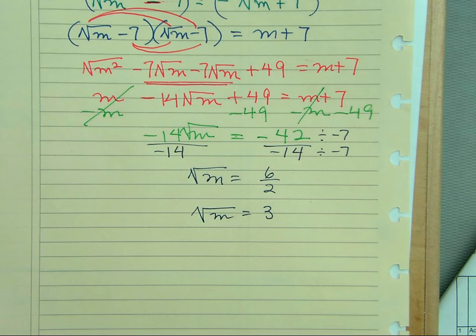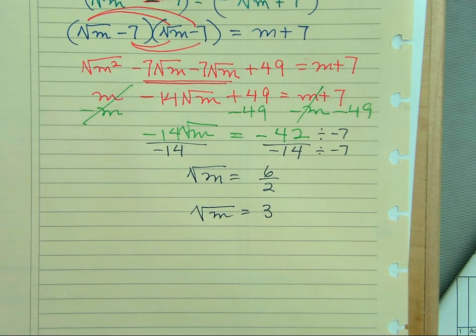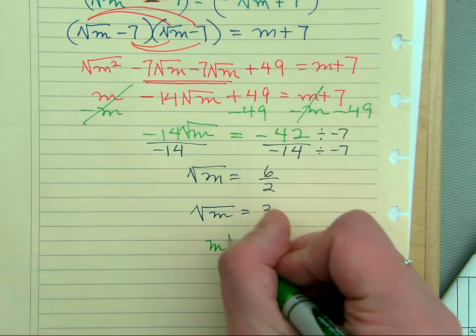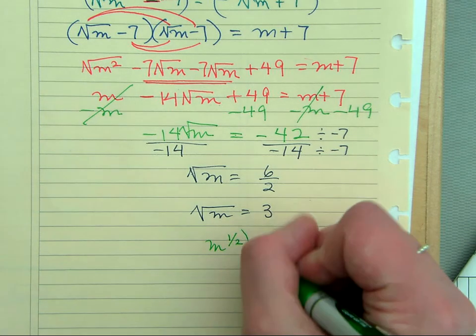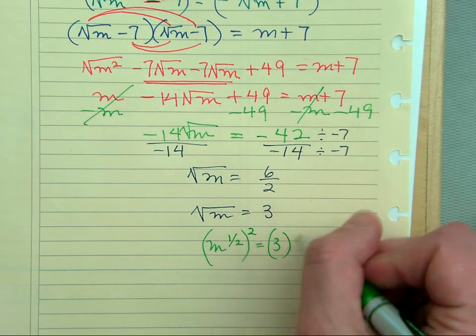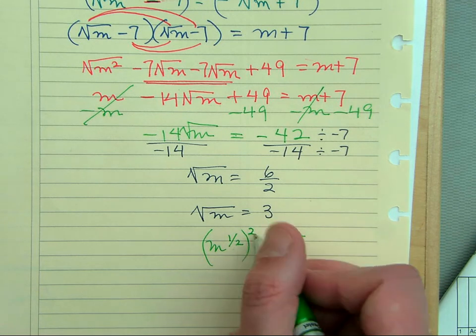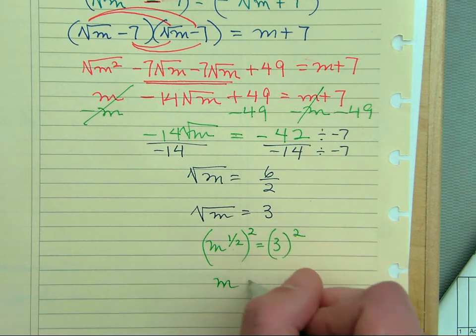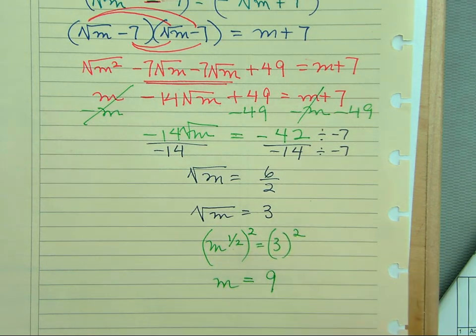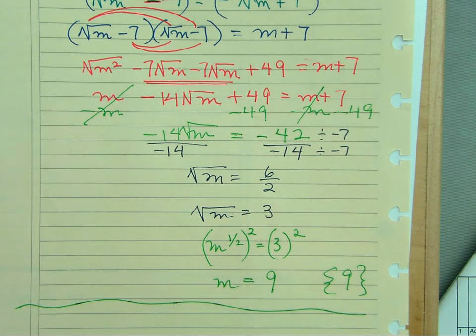Now what should I do to get m by itself? I want to isolate the variable. It's not yet isolated because the square root of m is not the same thing as m. In fact, it's m to the 1/2 power. What's so cool is when you square both sides, the square root is undone by the square, and you can see that you would multiply exponents there. 1/2 of 2 is 1, so you have m to the first power, which is m, equals 9. If we did everything right, we would get 9, and we could put it in set notation.